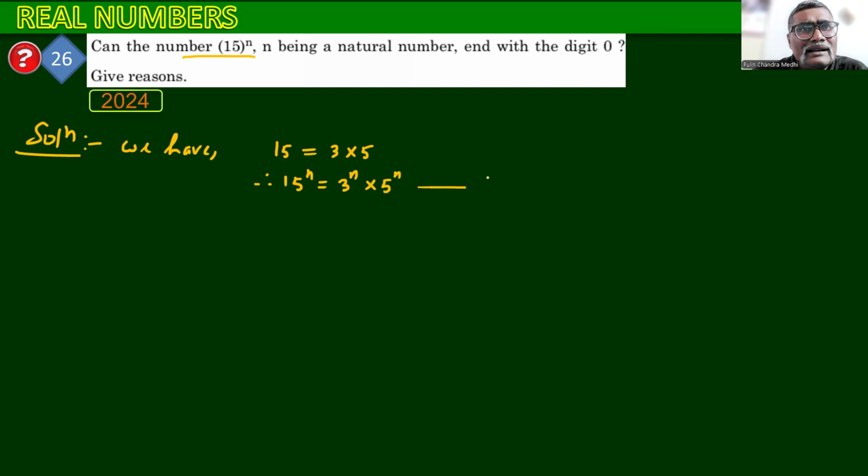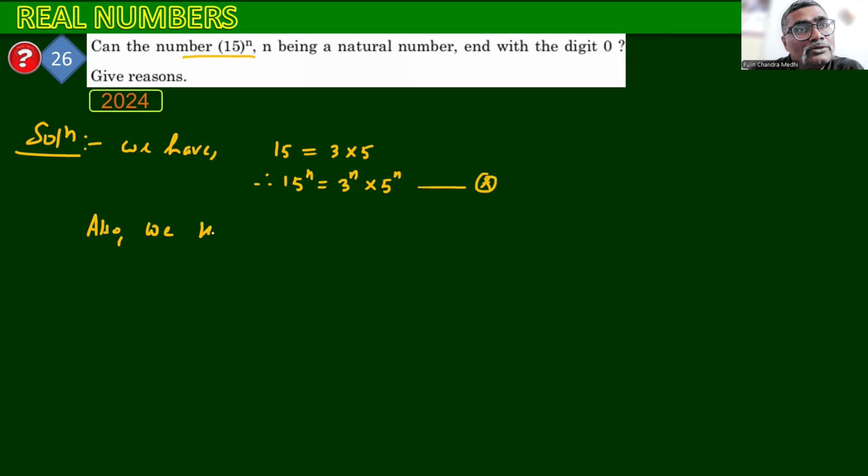Acha, what does this show? It shows that 15 to the power n has only two prime factors. One is 3, another is 5. And prime factorization guarantees us that 15 to the power n cannot have any other prime factors. No other factors are possible. Only 3 and 5. Fine. Then you write.